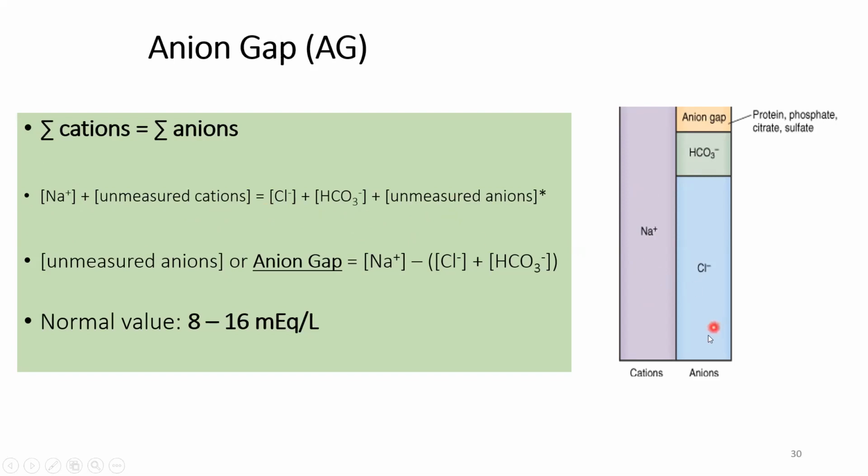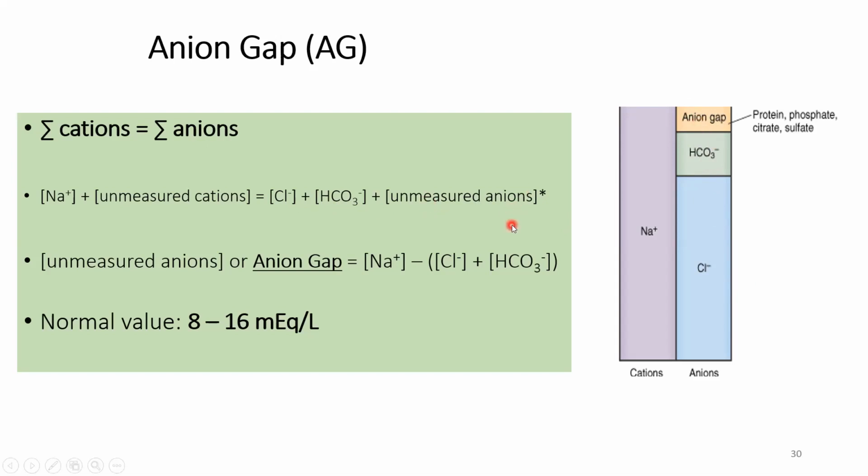On the anion front, we have chloride and bicarbonate as the two main anions, while there is a small portion of anions which are unmeasured.